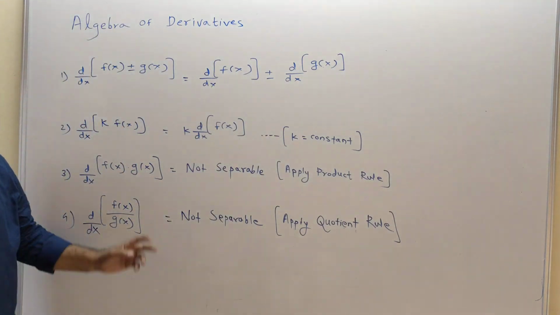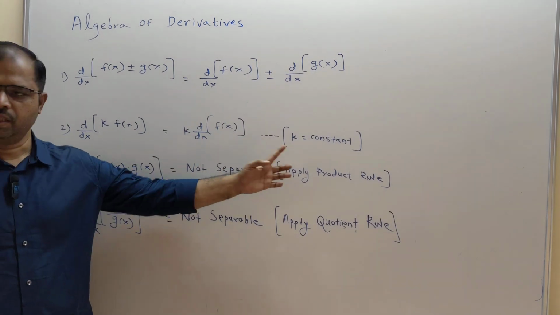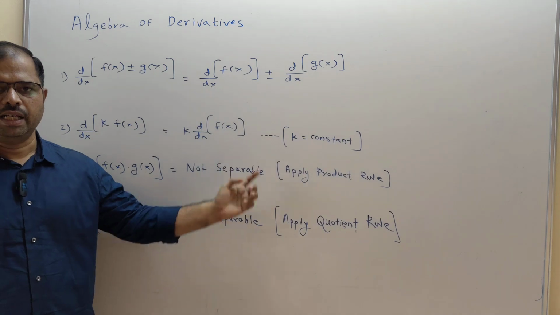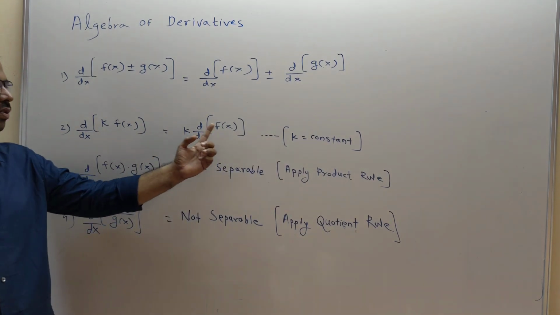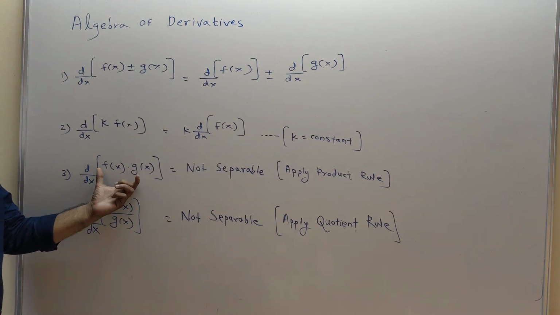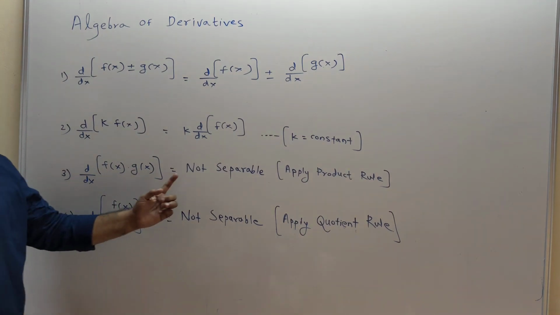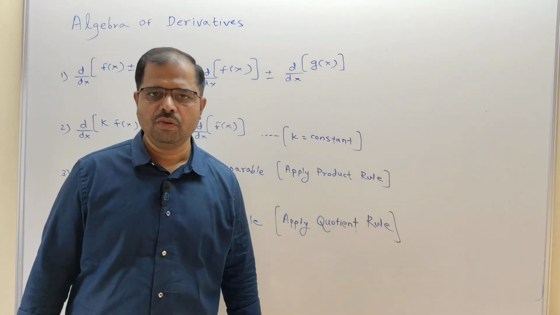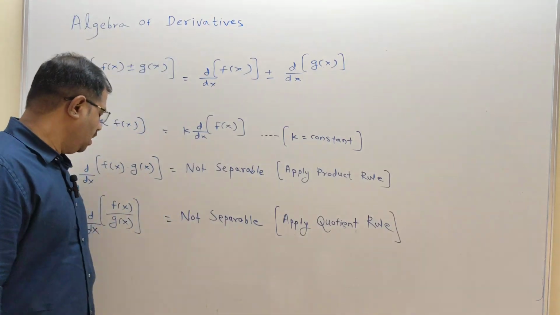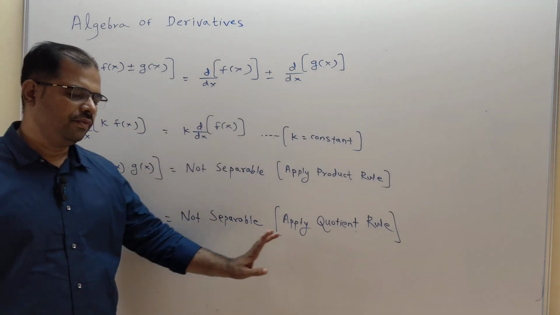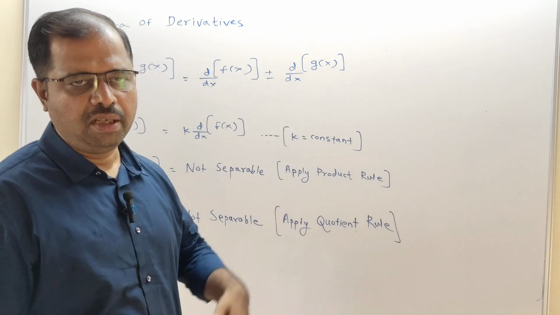d by dx of k into f(x) is k into d by dx of f(x), where k is constant. For example, derivative of 2 sin x is 2 into d by dx of sin x, d by dx of 3 tan x is 3 into d by dx of tan x. d by dx of f(x) into g(x): when there is a product between two variable terms, derivative is not separable. In such a case, we apply product rule. What is the product rule? We see in the type. d by dx of f(x) upon g(x): derivative is not separable here. We apply quotient rule. Quotient rule हम type में देखेंगे.